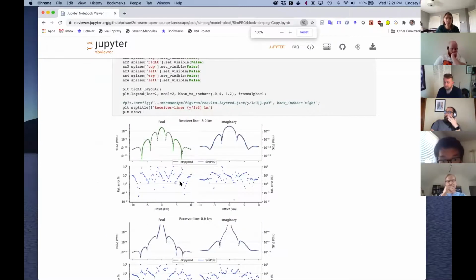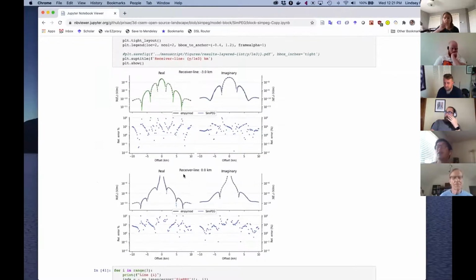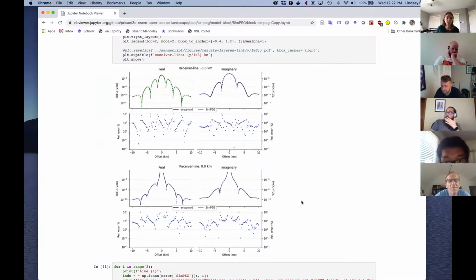And so this is just a layered model. We've got one anisotropic layer. This is in line with the source, and then this is 3 kilometers away. So, as you expect, you see zero crossings and things like that. And then, of course, as we get a bit closer to the source. I see. So it's actually the near offset; the far offset is relatively low.